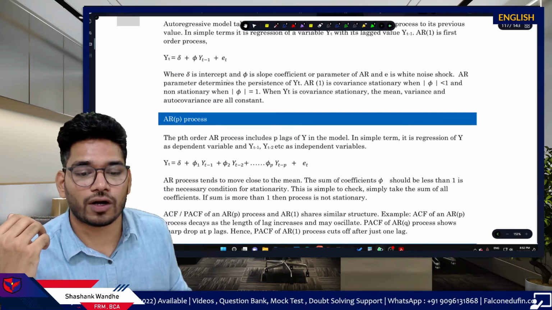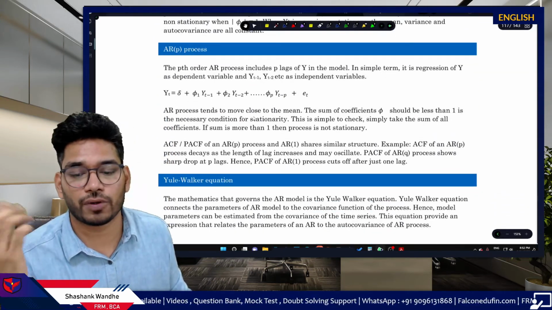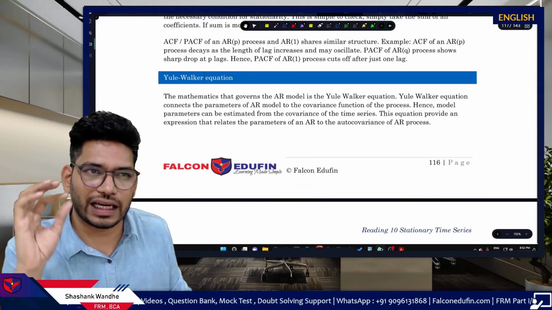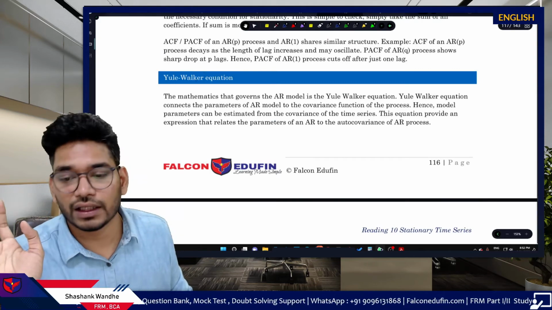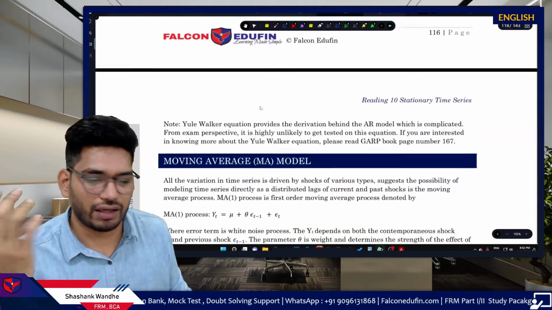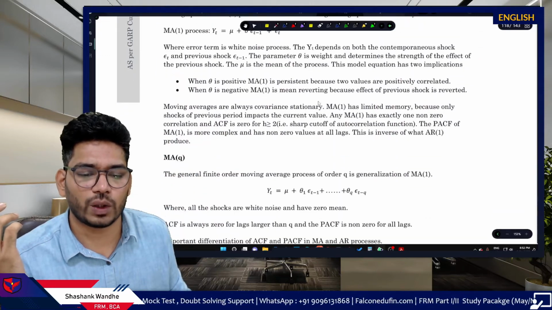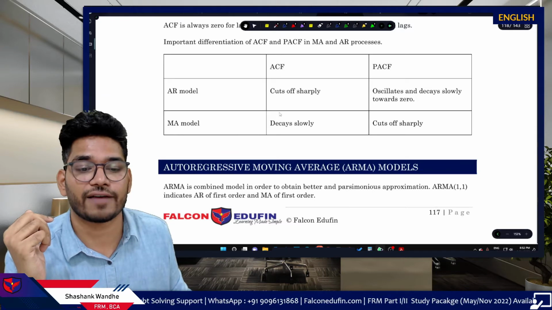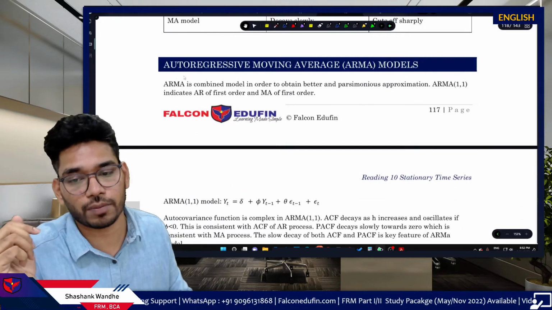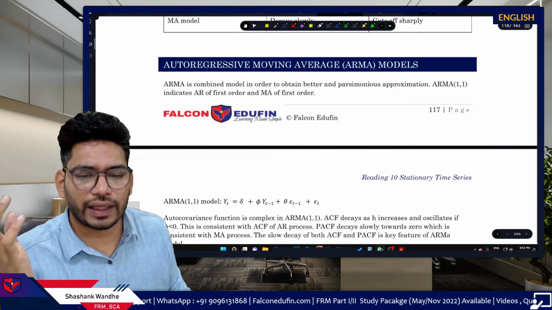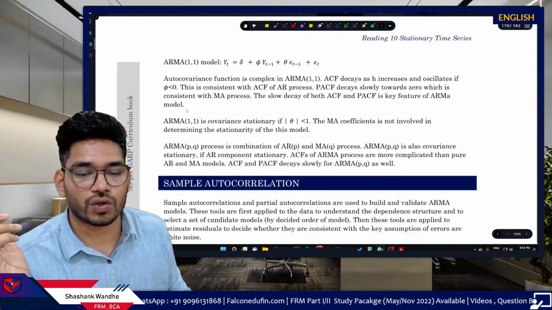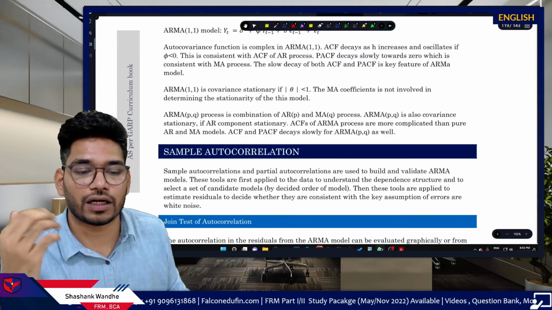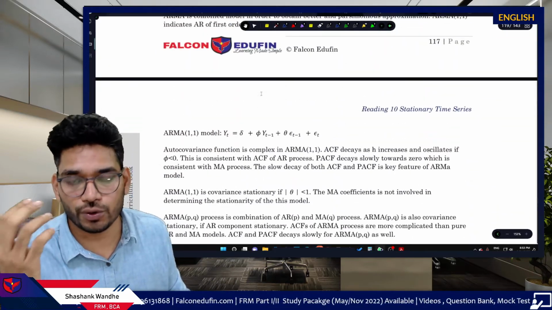Then how the AR model works, the basics of the AR model, the AR(p) process, the basics of the AR(p) process. Again, everything will be tested at a basic level. Then the moving average, how it works, the basics of it. And then there is the differentiation of the AR model, MA model, and ACF and PACF. This table is very important from the exam standpoint. Now the autoregressive moving average, the ARMA model. What is the ARMA model, how we combine them, and why the ARMA model should be used in any calculation.